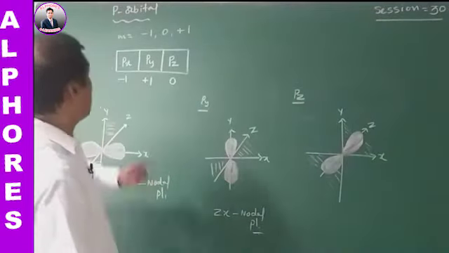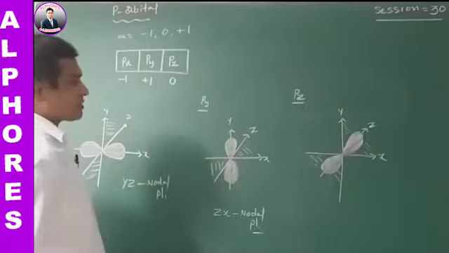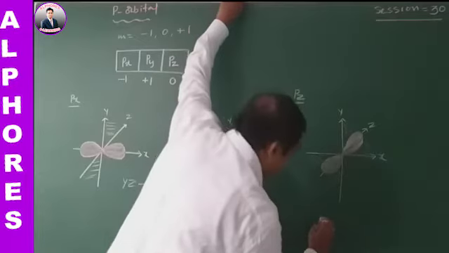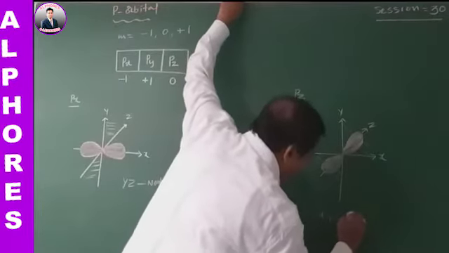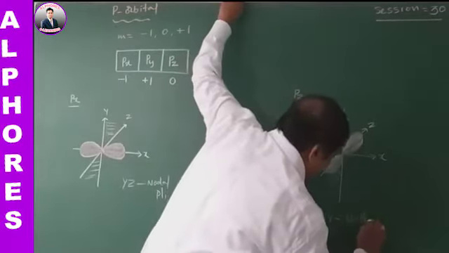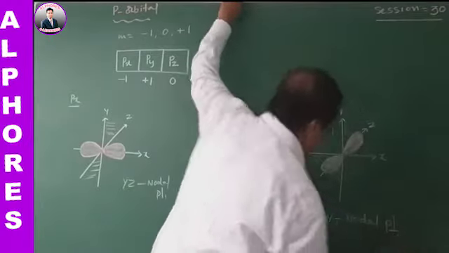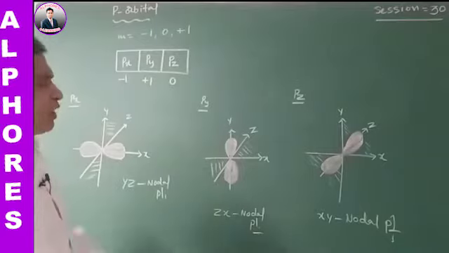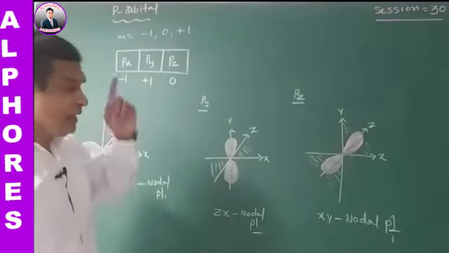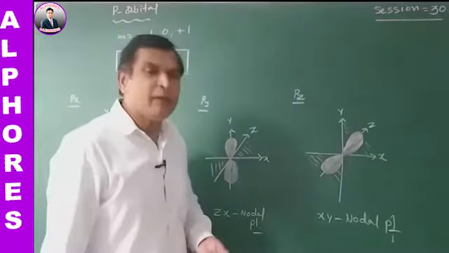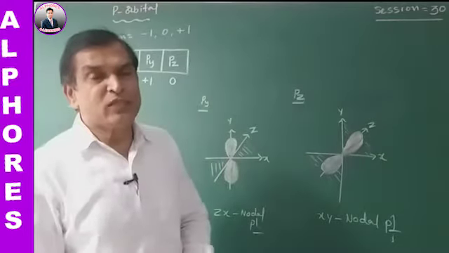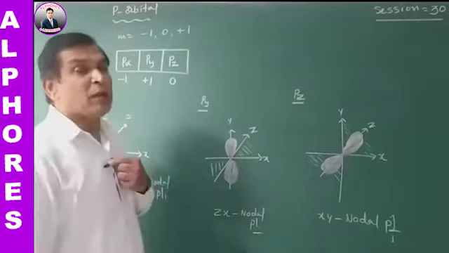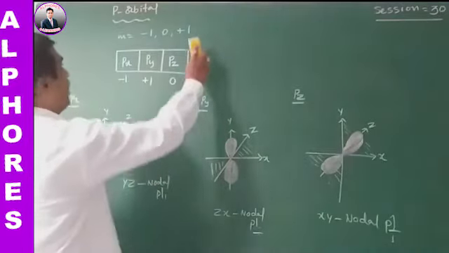This is the diagrammatic explanation of px, py, pz. Next we are proceeding to the radial probability distribution curve for the p orbitals.